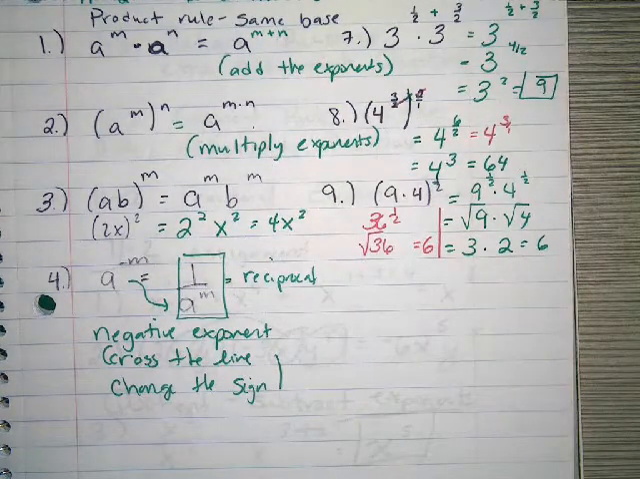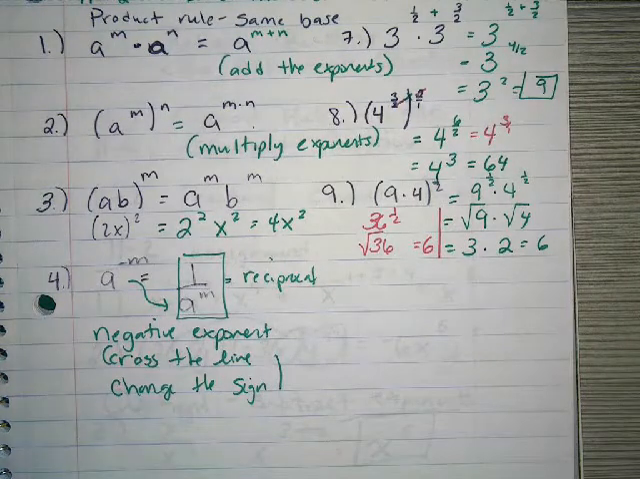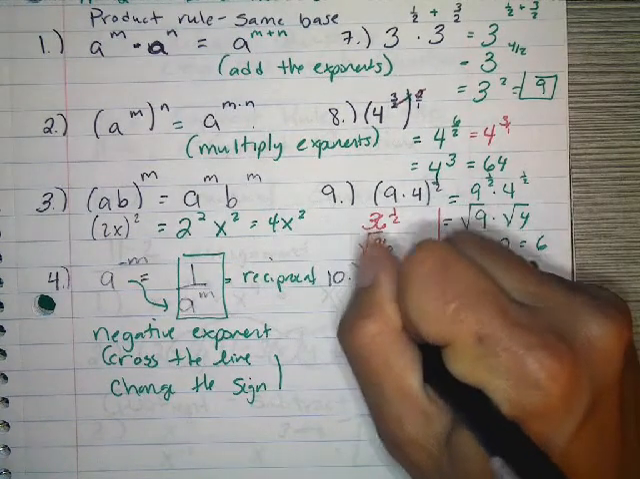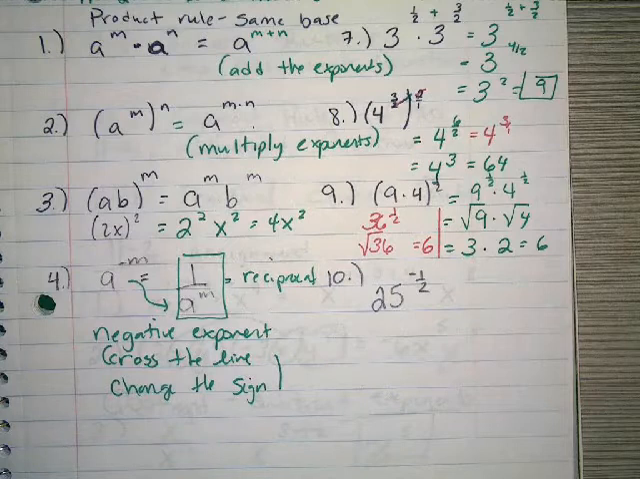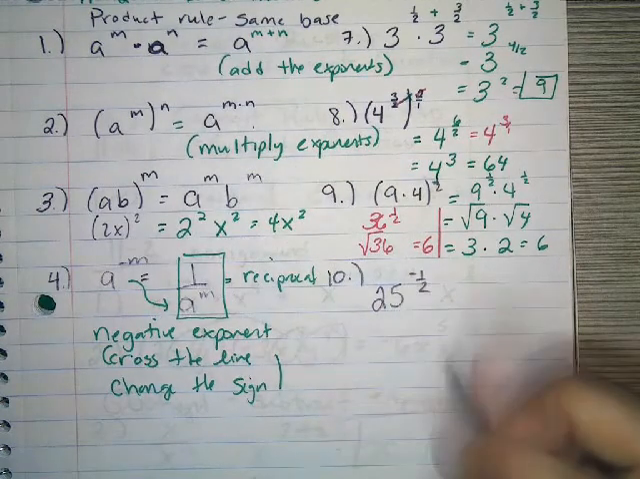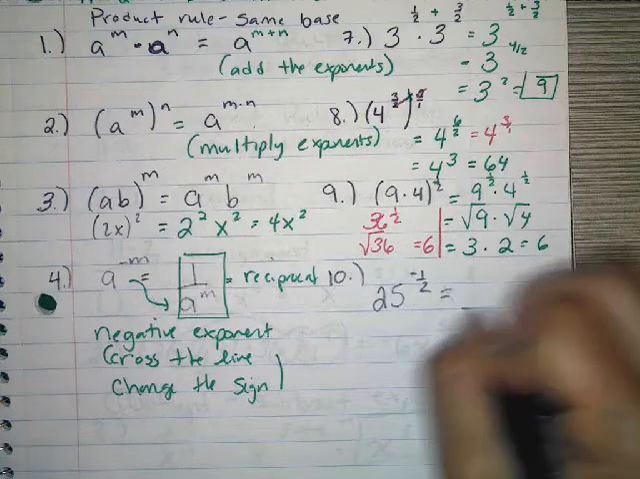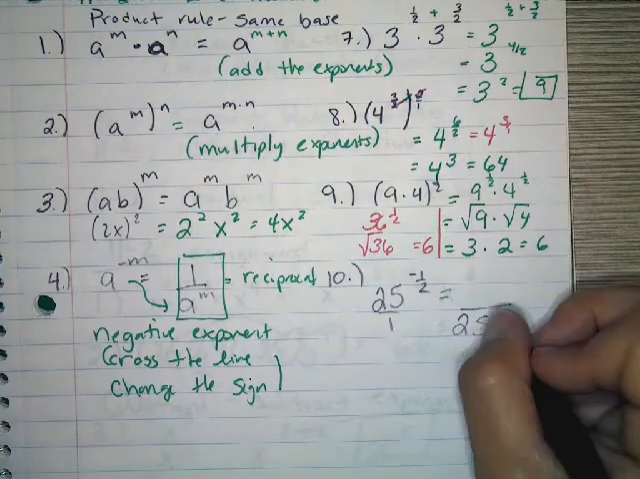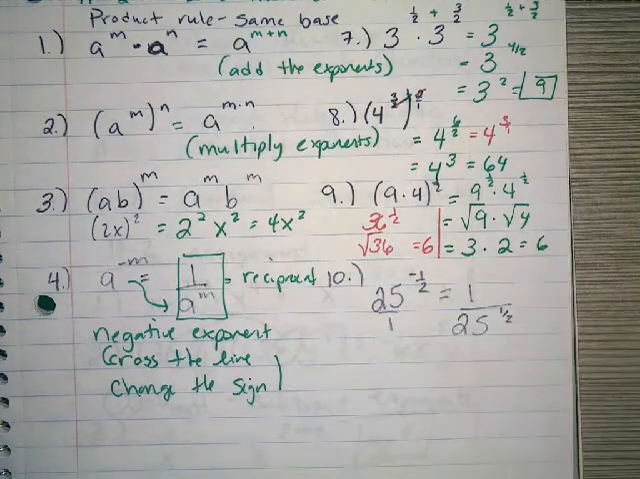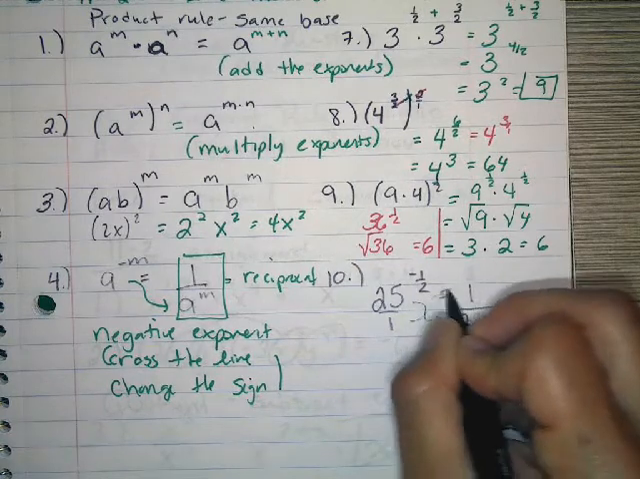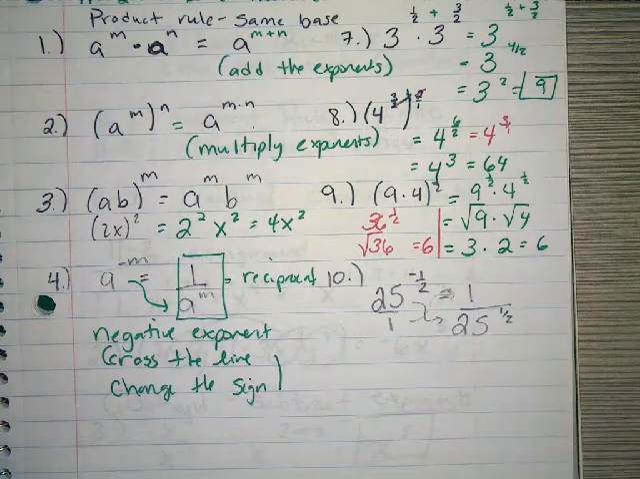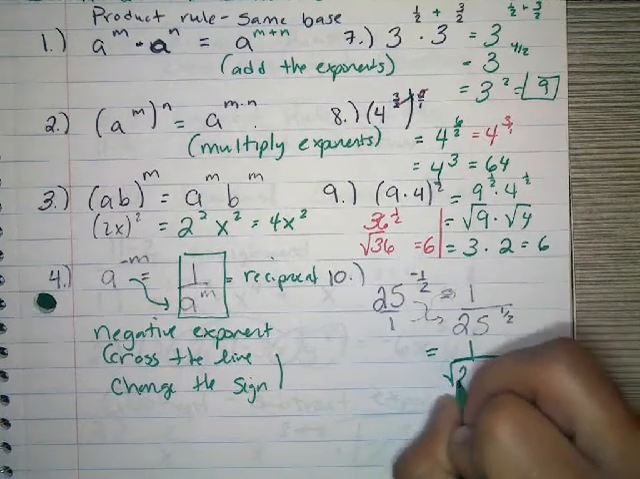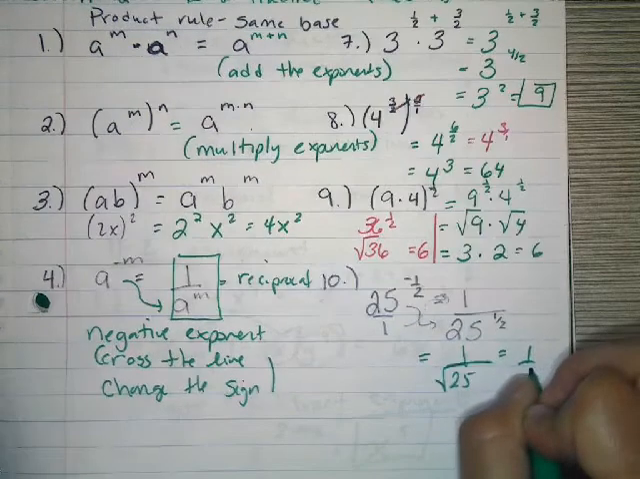Okay, the example that goes with that, number 10, is 25 to the negative 1/2 power. So 25 is your base, 1/2 is your exponent. I'm going to cross the line, so it's going down here. Change the sign of the exponent from a negative to a positive, and that's just under 1, because these just cross the line, change the sign. 25 to the 1/2 power means square root of 25. And the square root of 25 is 5, so your answer is 1/5.